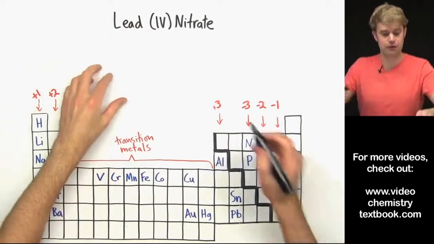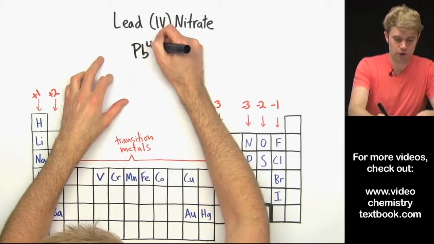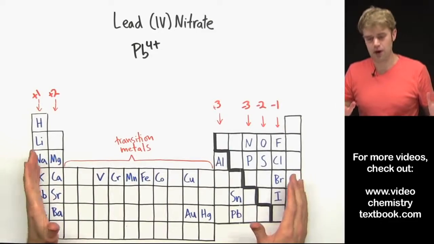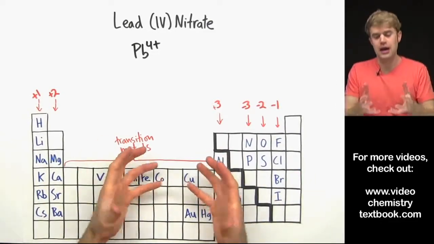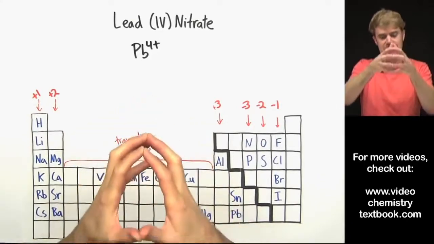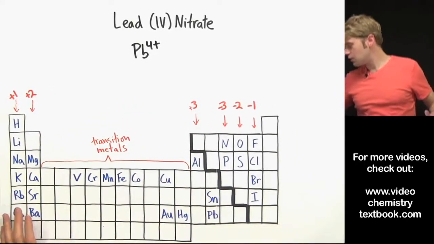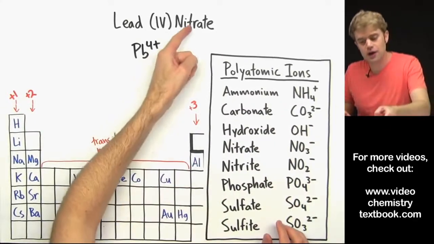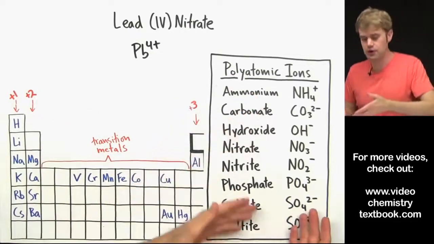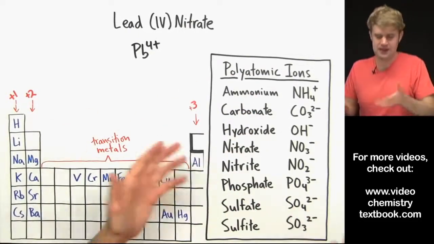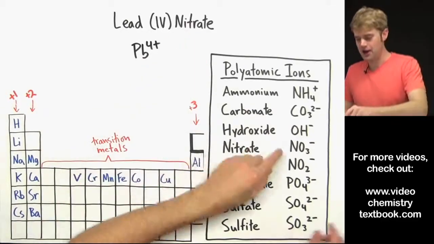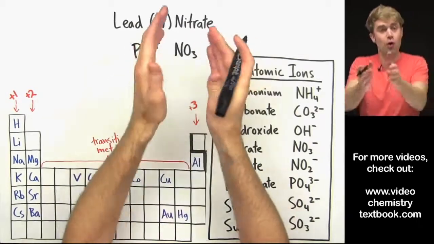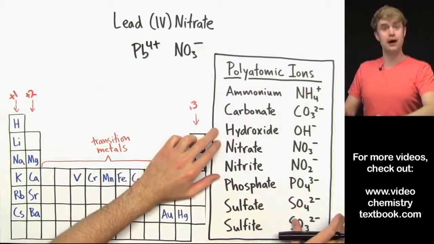So we got lead 4, Pb 4+, and then we got nitrate. Now nitrate isn't on the periodic table because nitrate is a polyatomic ion. It's a big clump of atoms that together have a charge. So for this, we need to take a look at our list of polyatomic ions. How did I know that nitrate was a polyatomic ion? You just got to learn a list of the polyatomic ions. It's a pain, but you just kind of got to do it. Anyway, nitrate is right here, NO3, and that whole clump of atoms has a 1- charge.